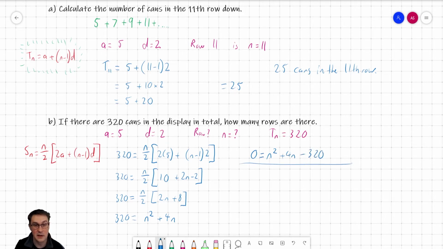This is a quadratic, and we can factorize it in order to solve it. Factorizing gives us n minus 16 in the first bracket and n plus 20 in the second bracket. From here, we can get our answers for n. n can be either equal to 16 or negative 20. Because we're dealing with a series, n must be a positive number. As a result, n equals 16. So there are 16 rows in the stack.